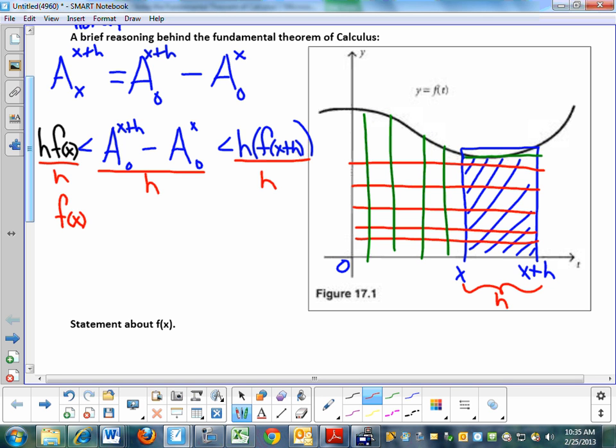If you have a phone out right now, you probably want to put that away because you won't understand what's going on. Less than area from 0 to x plus h minus area from 0 to x all over h is going to be less than f of x plus h.